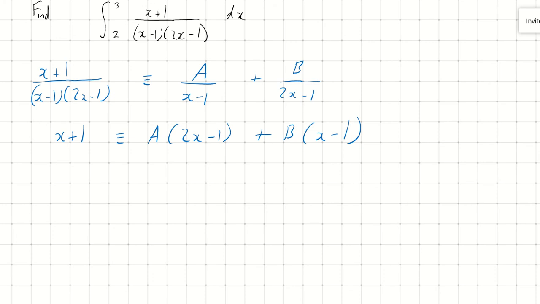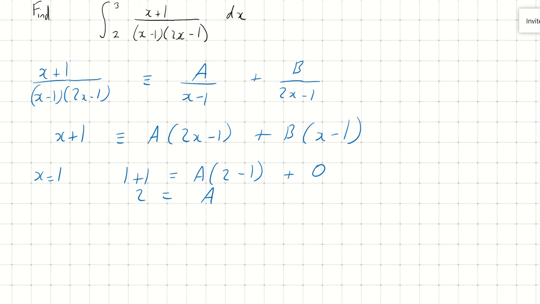And now we've got it in this form, we can substitute values of x to find what A and B are. The easiest values of x to substitute are the ones where brackets cancel out. So if we choose x equals 1, then the (x - 1) bracket will turn into 0. So if x is 1, then the left hand side is 1 + 1, and the right hand side is A(2 times 1 - 1), plus 0. So that says 2 equals A. Great, we've worked out what A is.